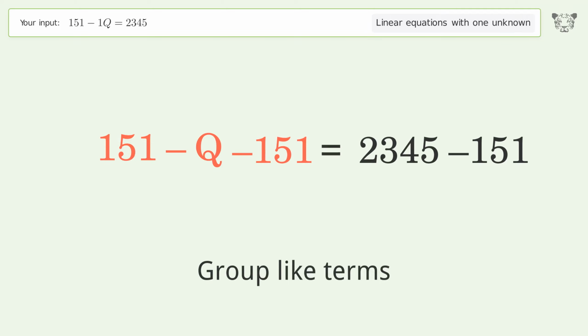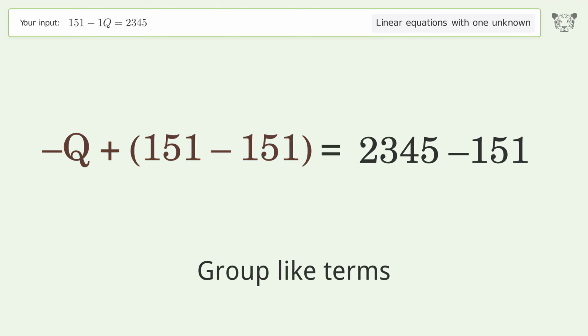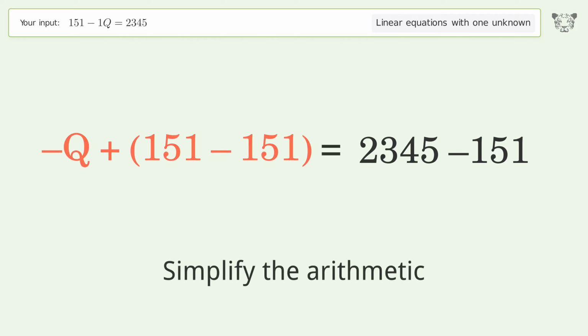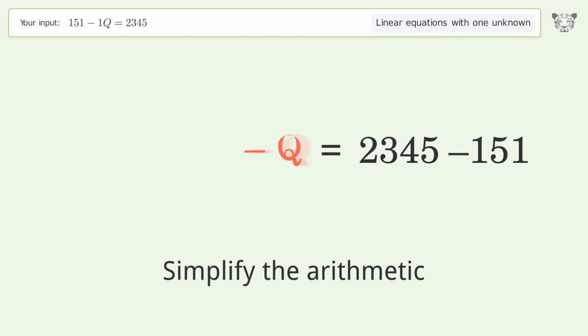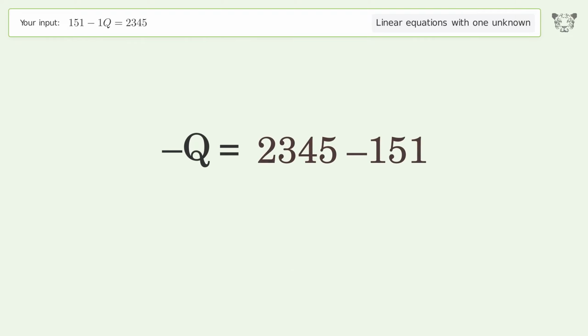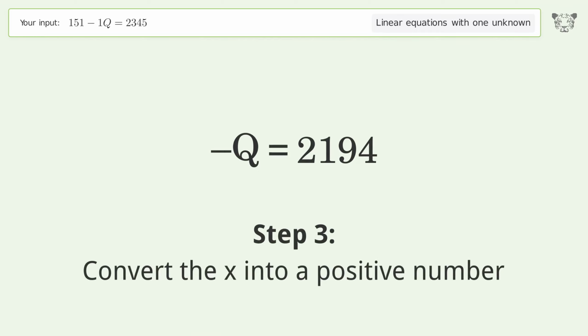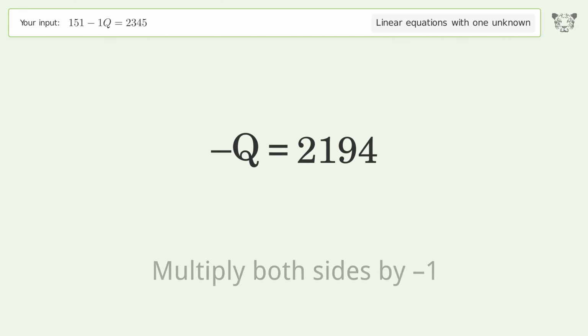Group like terms. Simplify the arithmetic. Convert the x into a positive number. Multiply both sides by -1.